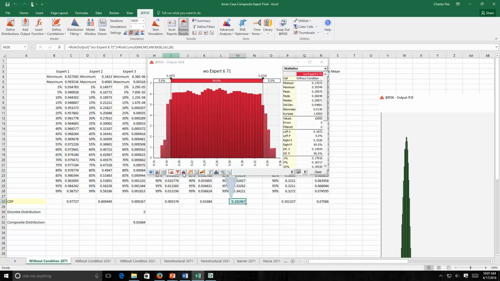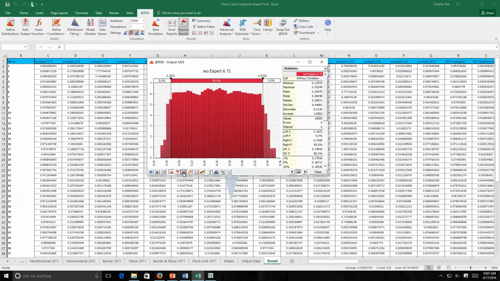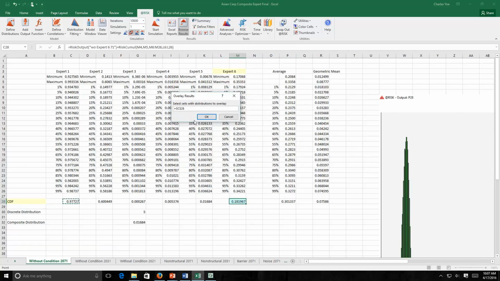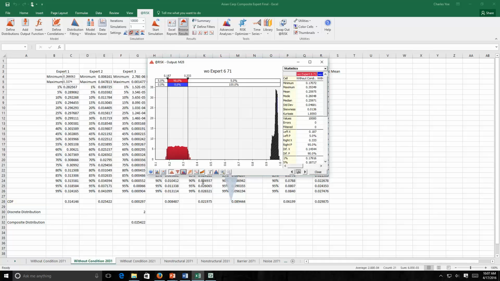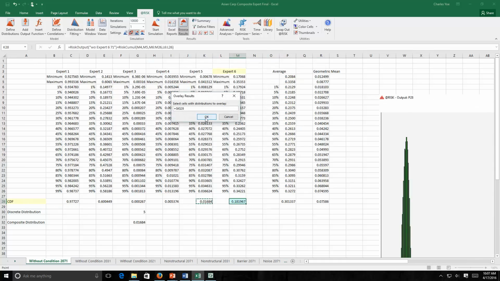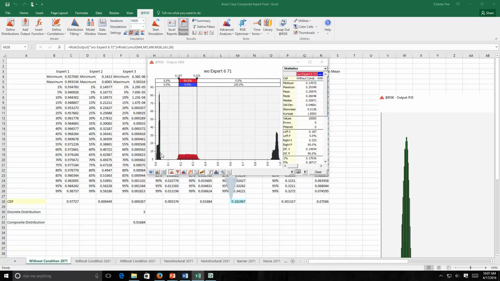However, not all experts agree. Let's take a look at what expert 1 thought. Expert 1 thought the probability of establishment would be a good bit higher. Let's take a look at expert 5 here. Expert 5 thought it would be a good bit lower. So there is a wide range of opinion here. We have some experts who think it's inevitable. That would be over here. We have some who think it's virtually impossible. That would be over here. And we have some in the middle.